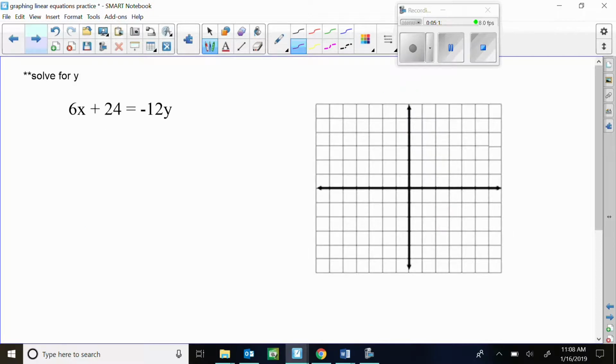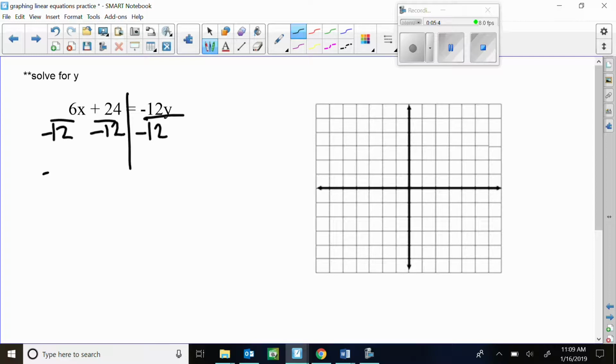Now I have a situation here. I can solve for y, or I can use the x and y intercepts. Because I have 6x plus 24 equals negative 12y, y is already on one side of the equal sign. I'm going to go ahead and just solve for y. So I need to get y all by itself. Negative 12 is being multiplied by y, so I'm going to divide everything by negative 12.